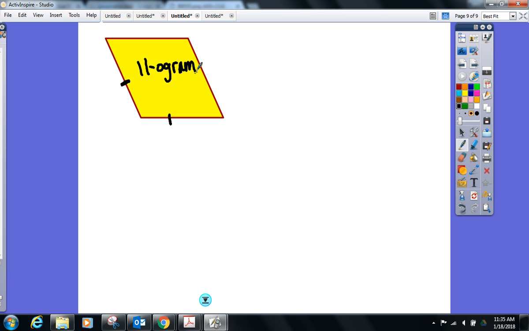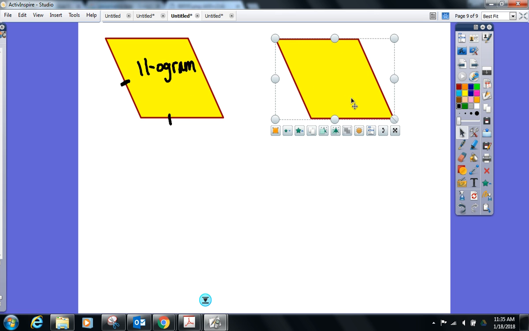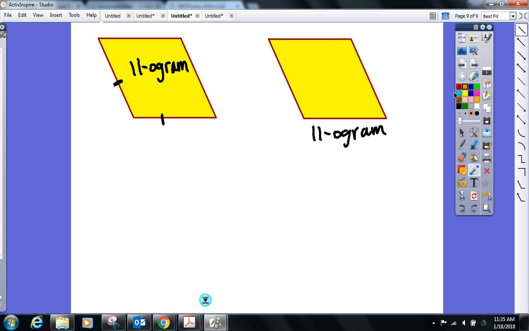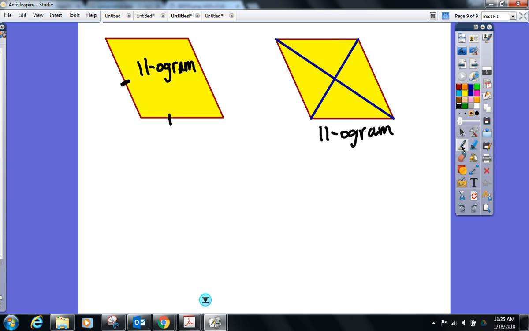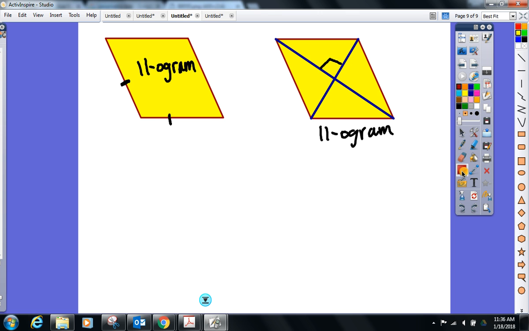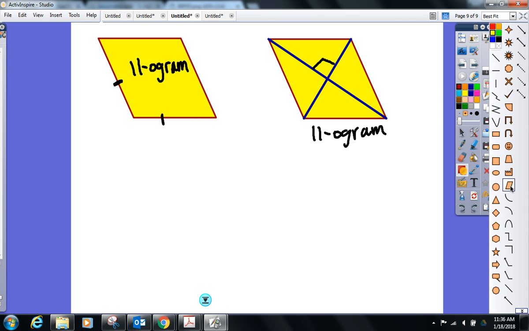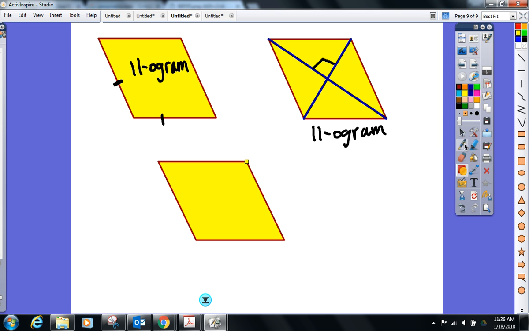A parallelogram with 2 consecutive sides. There's other ways. Actually, let me do it this way. A parallelogram with, anybody? Rectangle. Oh, they have right, perpendicular diagonals. Yes. And there's one other way, not commonly used, but it's also a property, so it's good to go over.